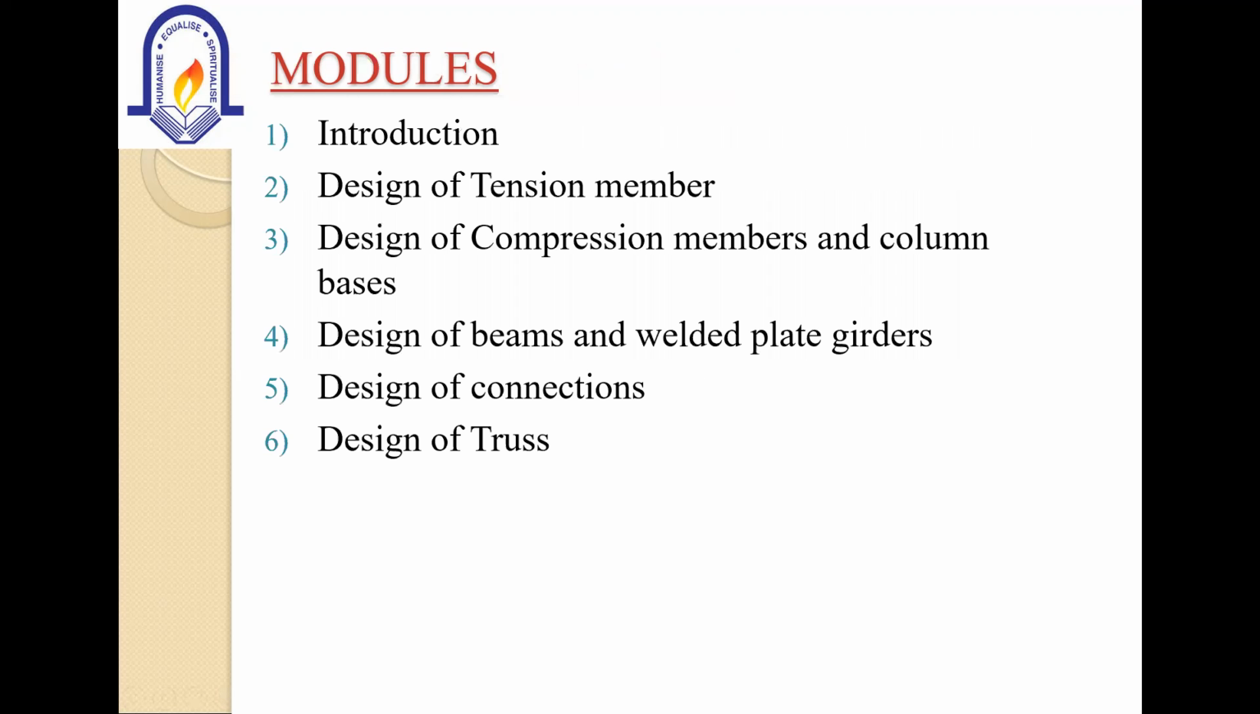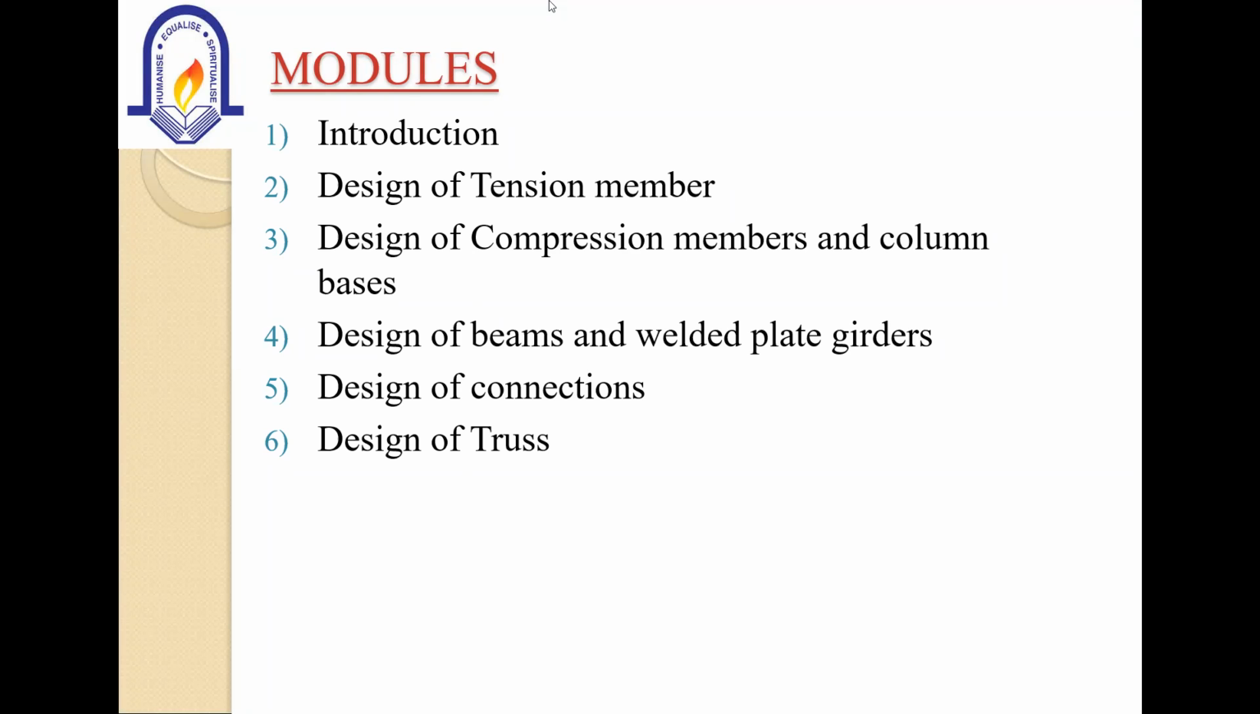Now there are total 6 modules in this subject. So the first module is your introduction part. In the first introduction part, there is the introduction of the steel structure, advantages and disadvantages of steel structure, what do you mean by steel structure, and the IS codes, which are the different IS codes that you are going to refer for steel structure, that will be included in your first introduction part. Then next comes your design of tension member. In that, we are going to design the different tension members.